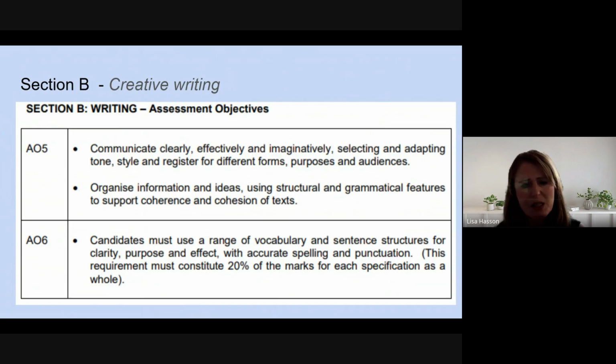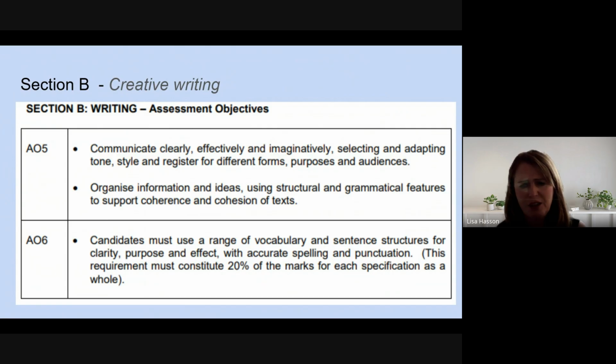In terms of assessment objective 6, it is very loosely based on your SPAG. So your vocabulary, your sentence structure, your clarity. So when I read it, does it make sense? Are you going to be making me think and feel a certain way? So in terms of purpose, are you making me feel tense or excited? Or, how are you wanting your reader to feel?